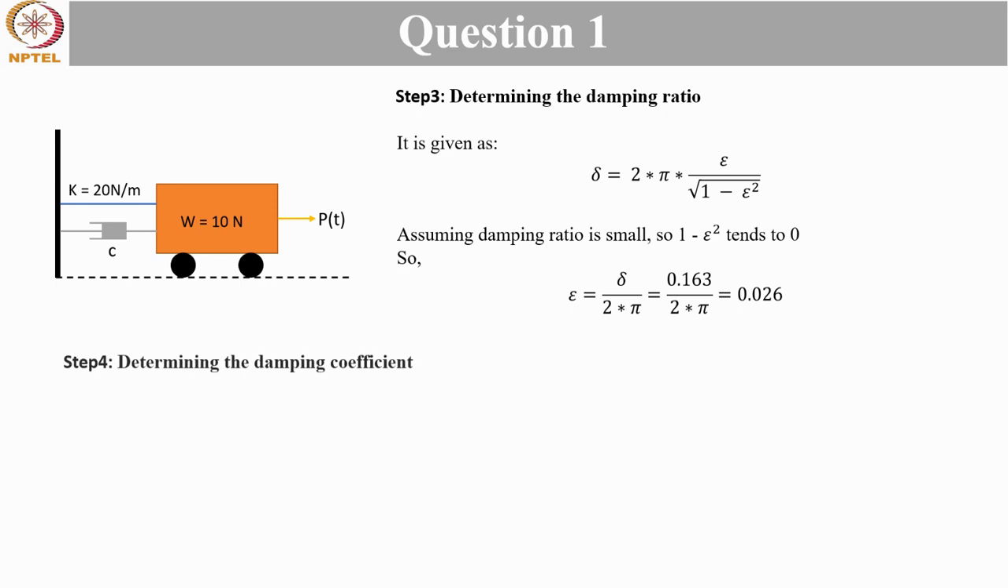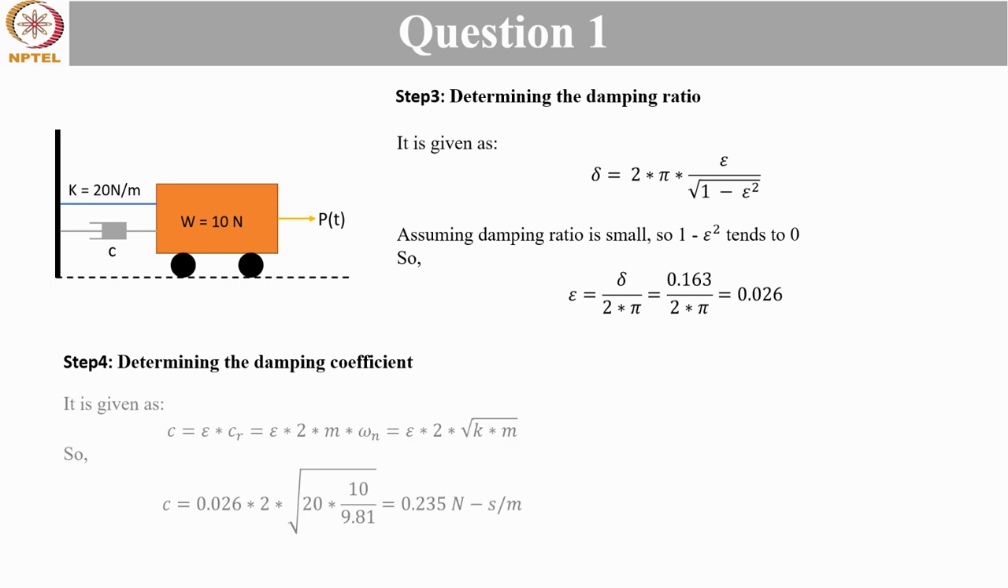Now, we know epsilon, so we need to determine the damping coefficient. So we know epsilon is equal to C upon CR, where C is the damping coefficient and CR is the critical damping coefficient. Now we know the relationship for CR, it is equal to 2m omega n, and we know the mass of the system and also the natural frequency of the system. But still, we can simplify m omega n into under root of km, because omega n is equal to under root of k by m. So m into under root of k by m will be equal to under root of k times m.